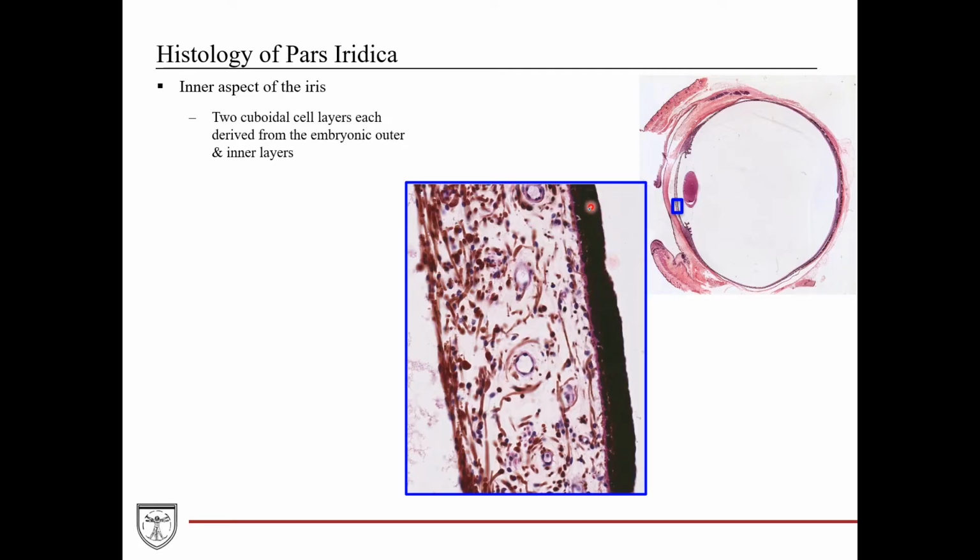Because the cells of this epithelium are heavily pigmented, we can't really discern this clearly, but in reality, this is comprised of two cuboidal cell layers, and each layer is derived from the embryonic outer and inner optic cup layers that are heavily pigmented for the purposes of preventing any light from entering the eye through the iris. So blocking out any light coming in through the iris so that the only light entering the globe is through the pupil.